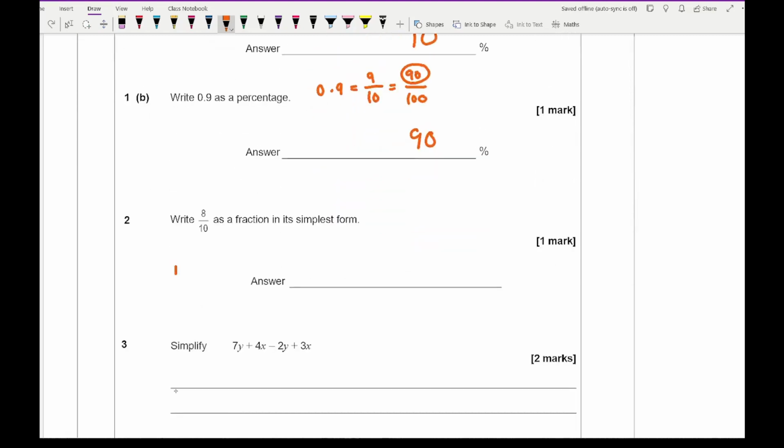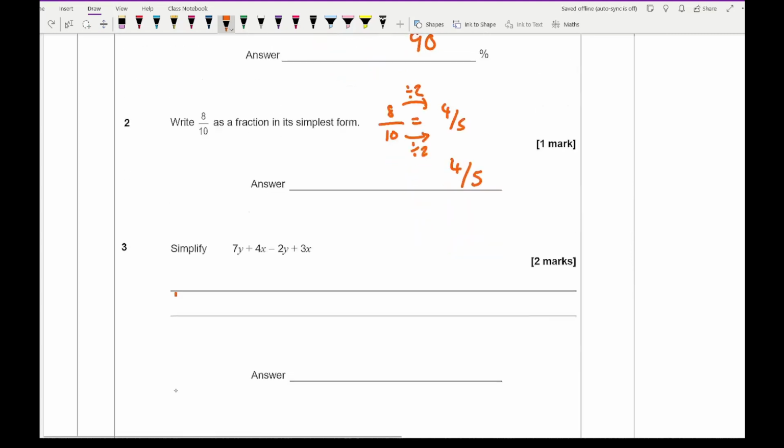Then with question 2, it says write 8/10 as a fraction in its simplest form. So we just want to think about a number that goes into both 8 and 10, and that's going to be 2. So we divide both numbers by 2, in which we get 4/5.